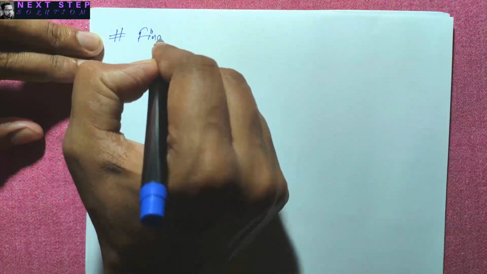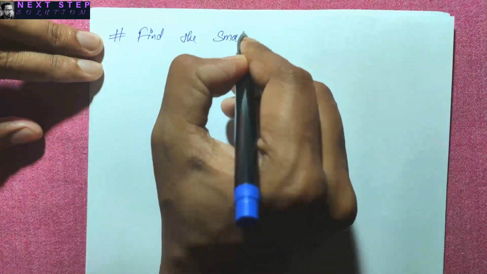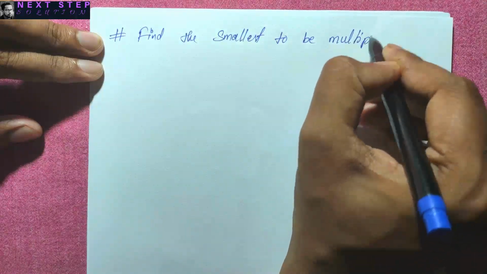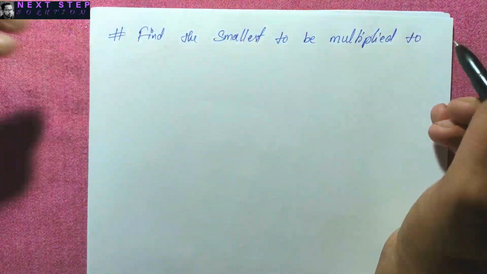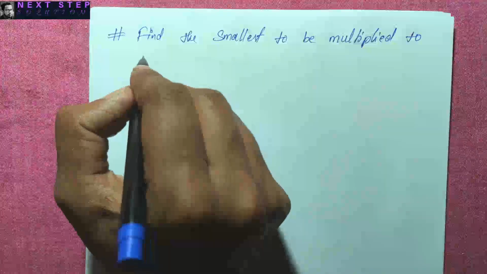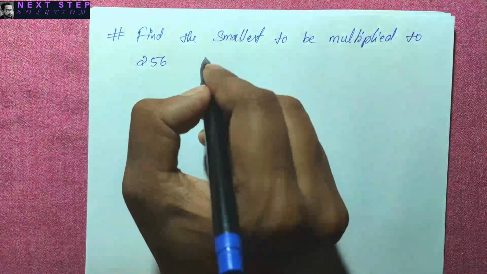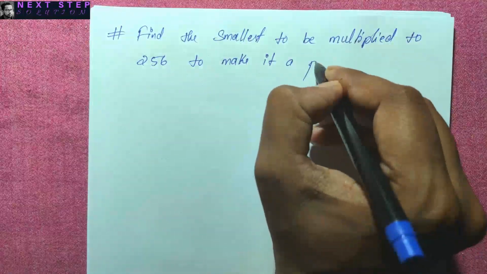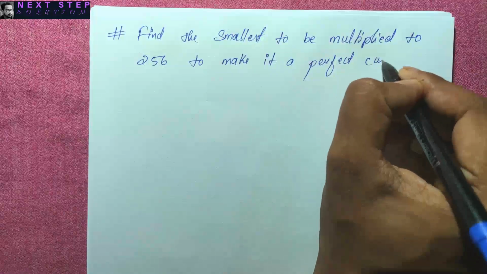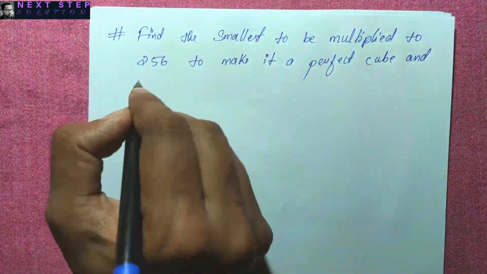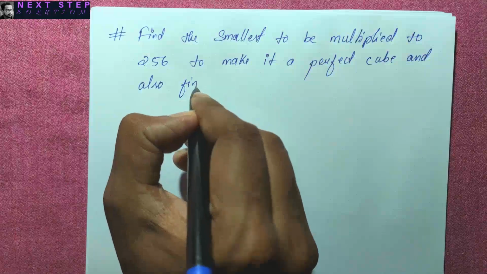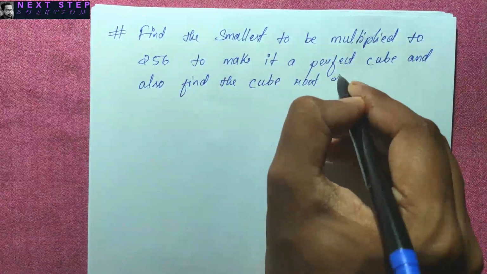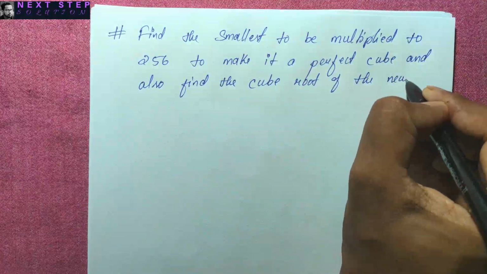Find the smallest number to be multiplied to a particular number. Let me take 256 to make it a perfect cube, and also find the cube root. Find the cube root of the new number.